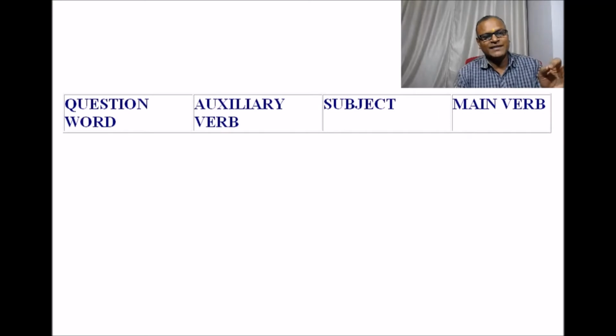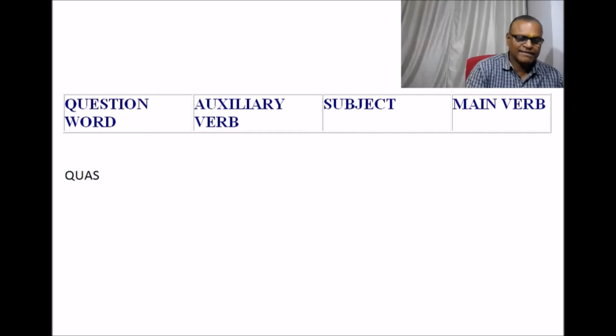That formula is question word, auxiliary verb, subject and main verb. So that formula is QASM. If you know QASM, it means first of all you should have a question word, and then you should have an auxiliary verb. You must know the subject and then the main verb. Then your question is ready. So let's talk about that.